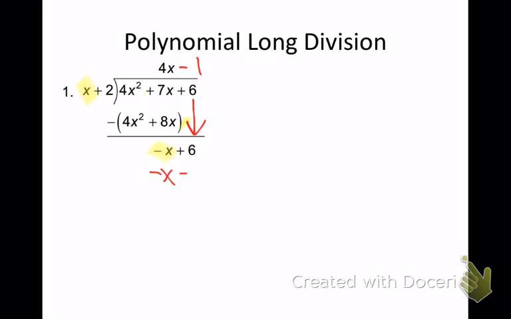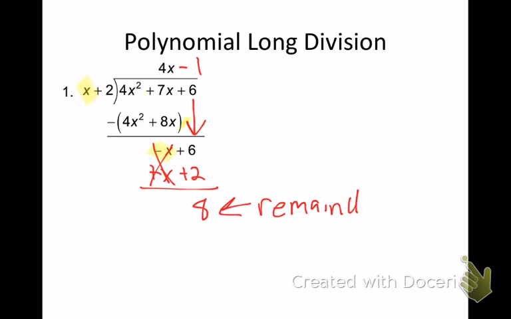Negative 2. And now I'm going to switch signs. So what's negative x plus x? That cancels. What's 6 plus 2? 8. Can x go into 8 now? No, so that's going to be my remainder. So when I have nothing else left over, that's my remainder.